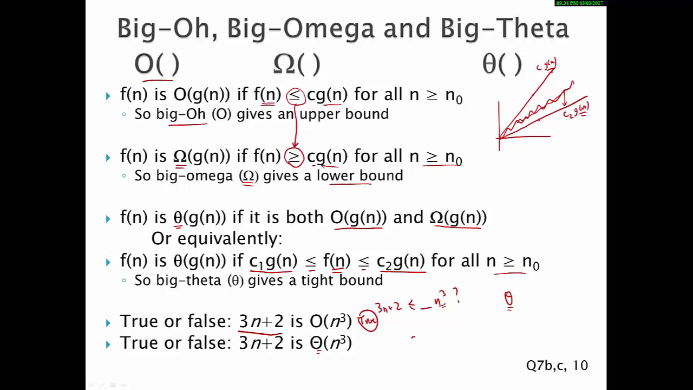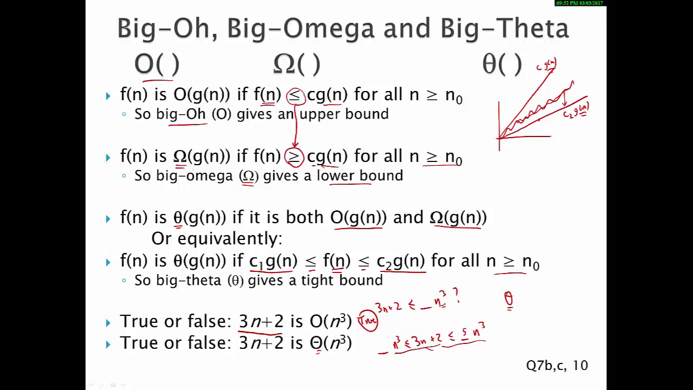Well, let's think about this. Going to the definition of big theta, 3n plus 2 has to be sandwiched in between different multiples of n cubed. So is it less than or equal to this guy? Sure, I could throw in a 5 here and it would all work out, and I could show it with a little bit of algebra.